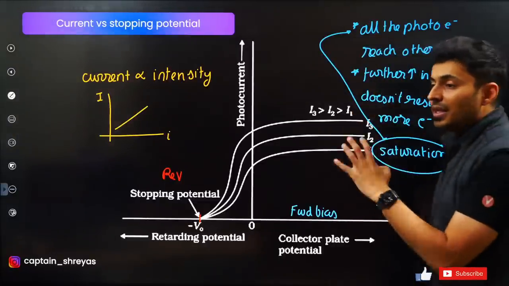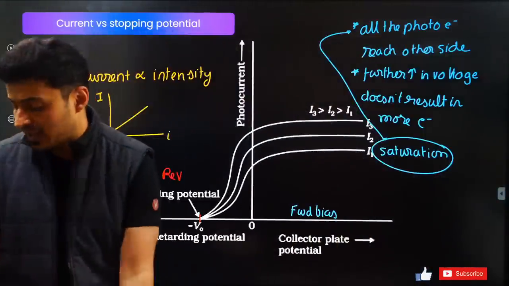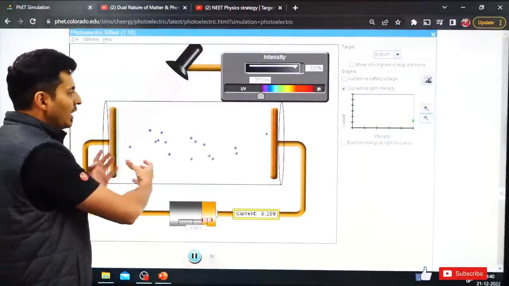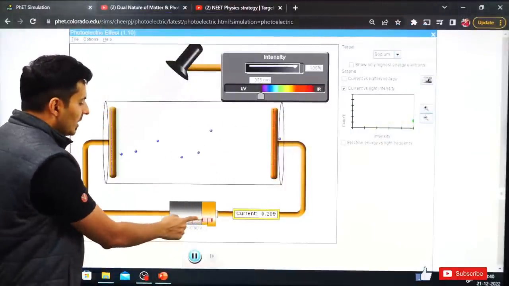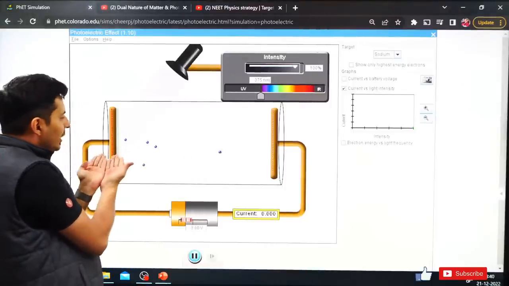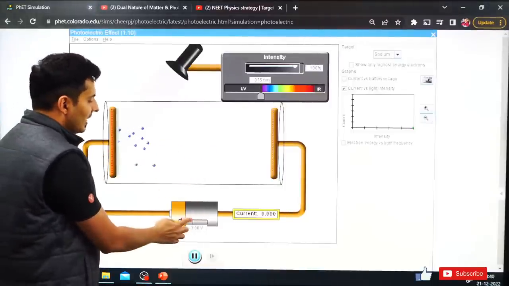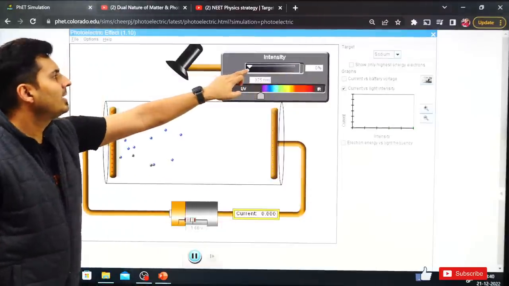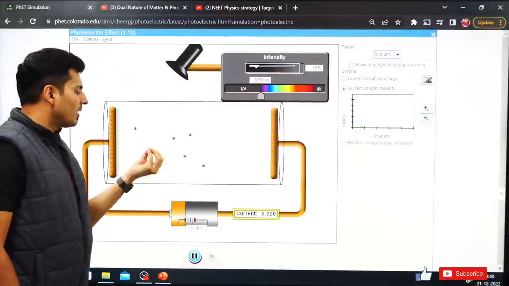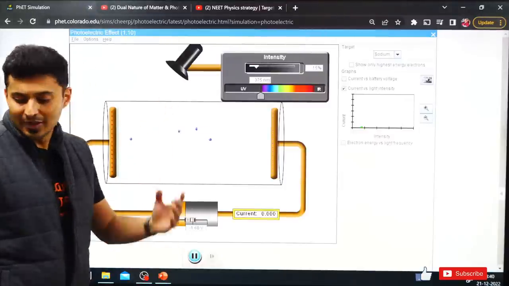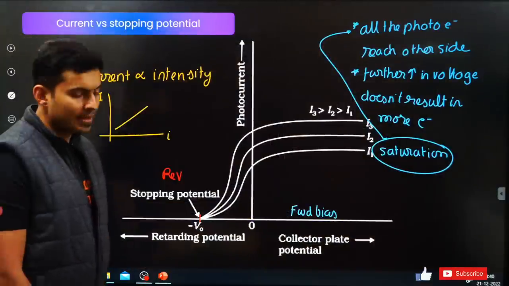Feel the electrons. See guys, I hope this simulation has created that feel in all of you. So when you increase this forward voltage, these electrons get accelerated. When you make it opposite, these electrons, even the most energetic electron, is not able to go there. That's what is happening. And when I decrease the intensity, it's just that the number of photons is reducing, so electrons also are reducing. That's all. Just feel the situation. Very good.